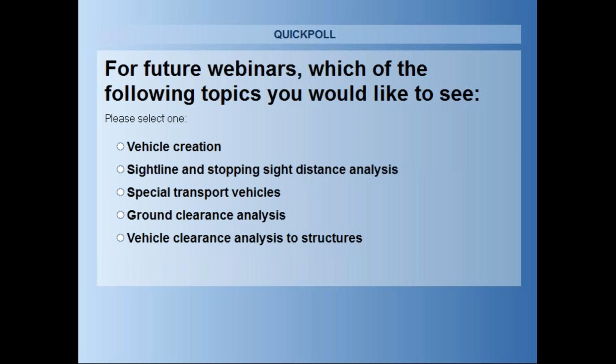We have a comment here from Vestas, thanks a lot, and they suggest a 1 meter wide buffer for their inside and outside swept path of their vehicles. So thanks a lot for that one.